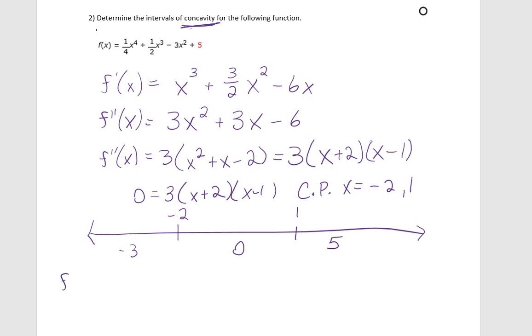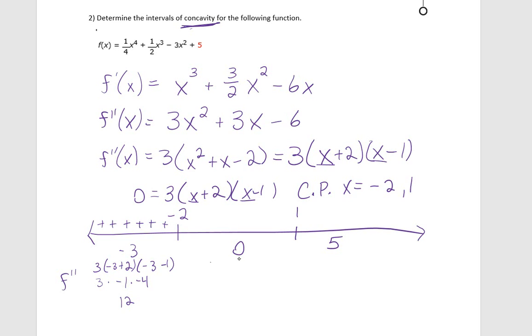Now, if I take these numbers and plug them into my second derivative, I just want to know if I get a positive or a negative. So if I take negative 3 and plug it in for my x values in my second derivative, what I'm going to get is 3 times negative 3 plus 2 times negative 3 minus 1. So that's going to give me 3 times negative 1 times negative 4, which gives me positive 12. So what that means is that my second derivative is going to be positive for all the numbers on that interval.